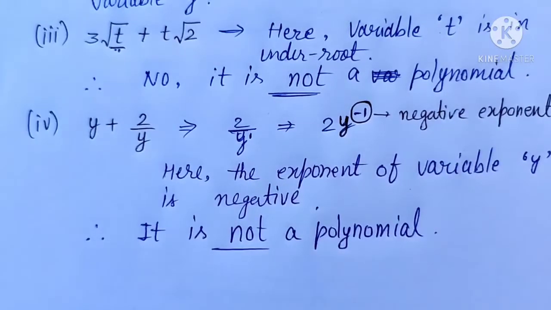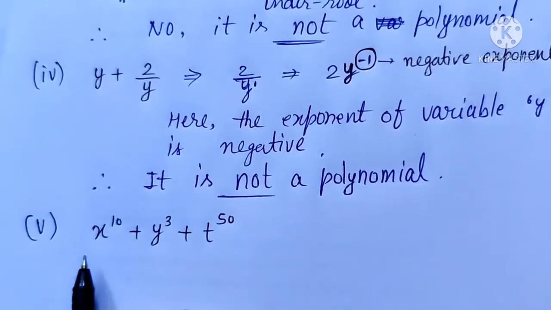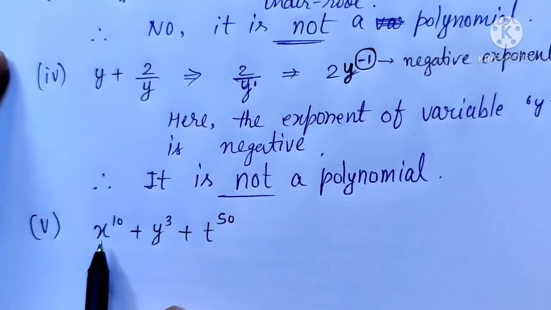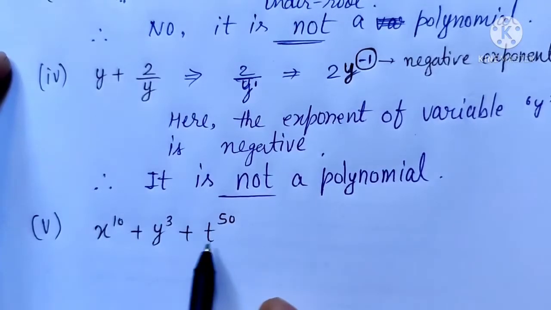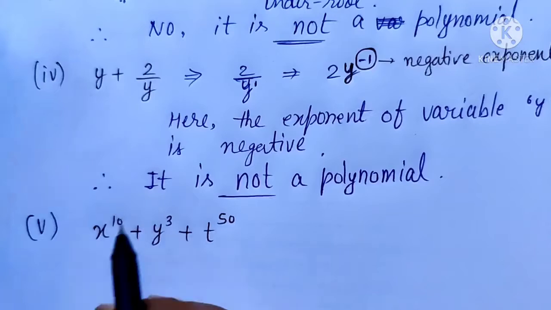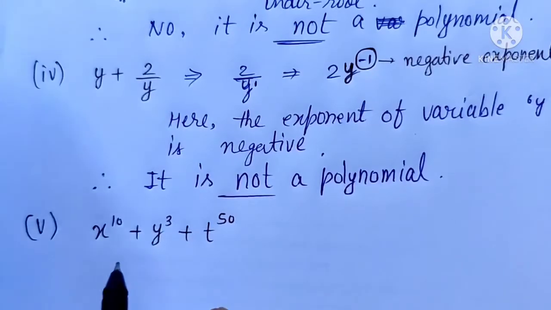Okay, clear? Now the next, fifth part, the last part, says x raised to the power 10 plus y cube plus t raised to the power 50. And the question they have asked is whether the given expressions are polynomials in one variable or not.